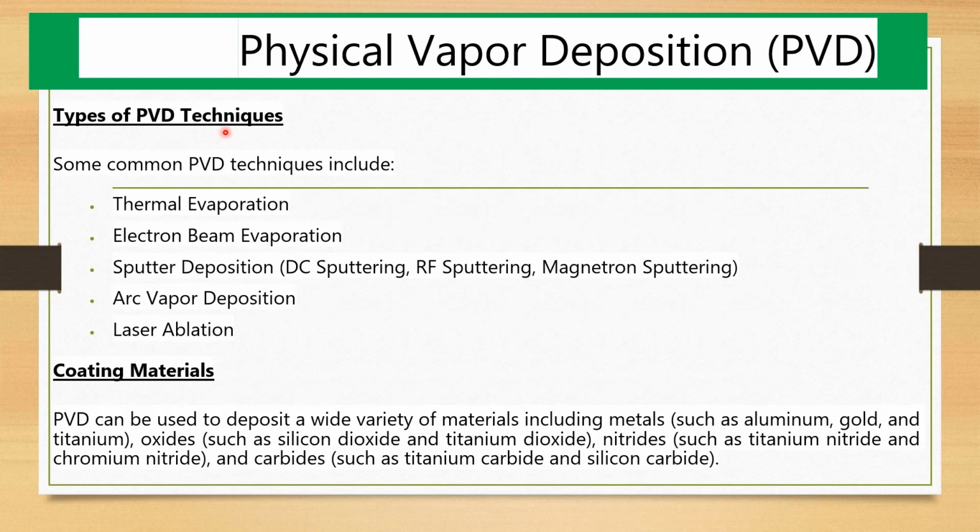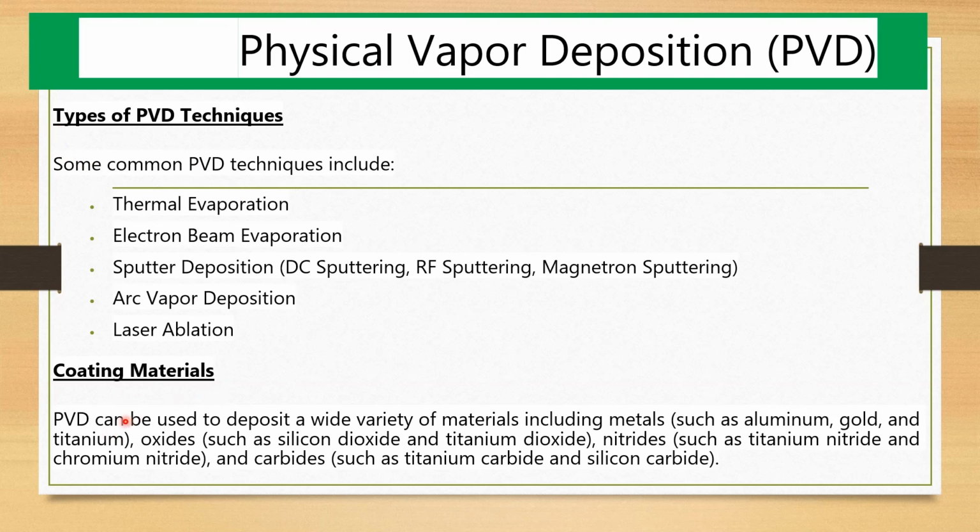Types of physical vapor deposition techniques. Some common PVD techniques include thermal evaporation, electron beam evaporation, sputter deposition, for example, DC sputtering, RF sputtering, and magnetron sputtering. Different sputtering sources could be used. Also, arc vapor deposition and laser ablation. These are the different techniques which are used in the PVD process.